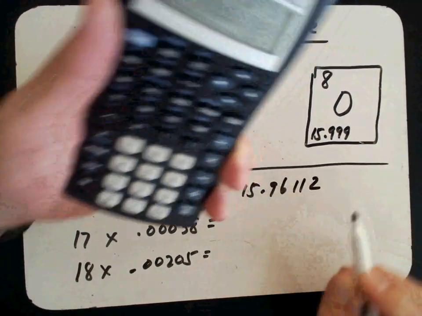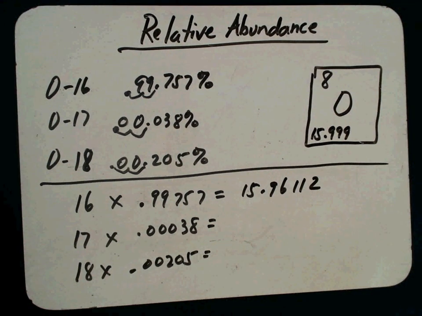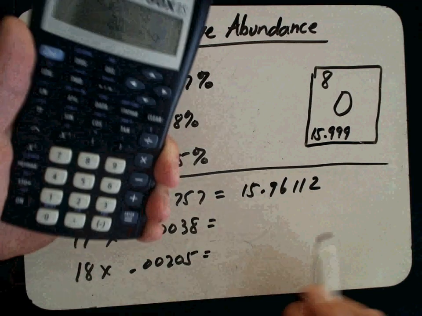15.96112. That's the number I need. Do the next math. Clear my calculator. 17 times 0.00038 equals. There's the answer I get there.